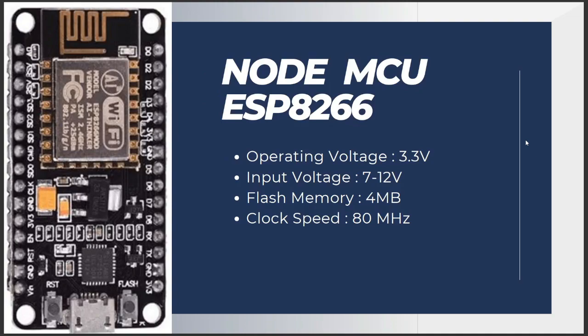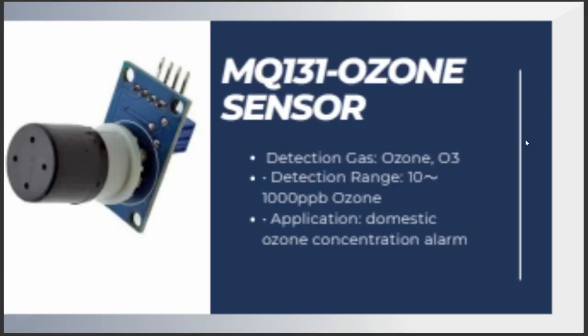Next is NodeMCU. NodeMCU is an open source software and hardware development environment built around an inexpensive system on a chip, which is called ESP8266, and it can connect objects and let the data transfer using the Wi-Fi protocol. Here, the input voltage range is 7 to 12 volts, the operating voltage is 3.3 volts, the flash memory size is 4 MB, and the clock speed is 80 megahertz.